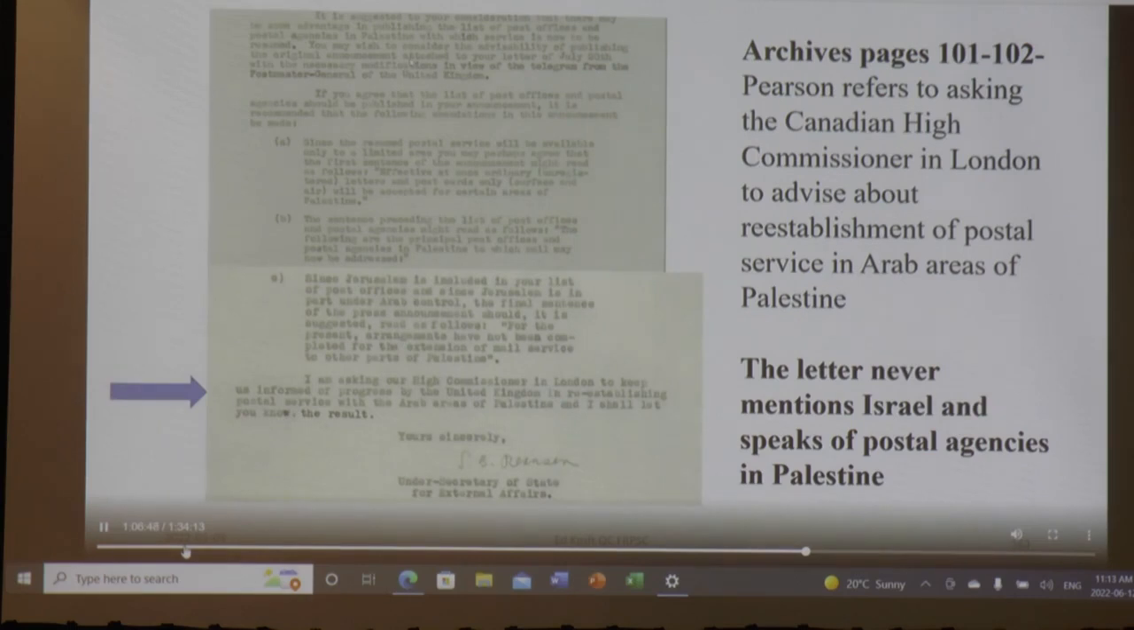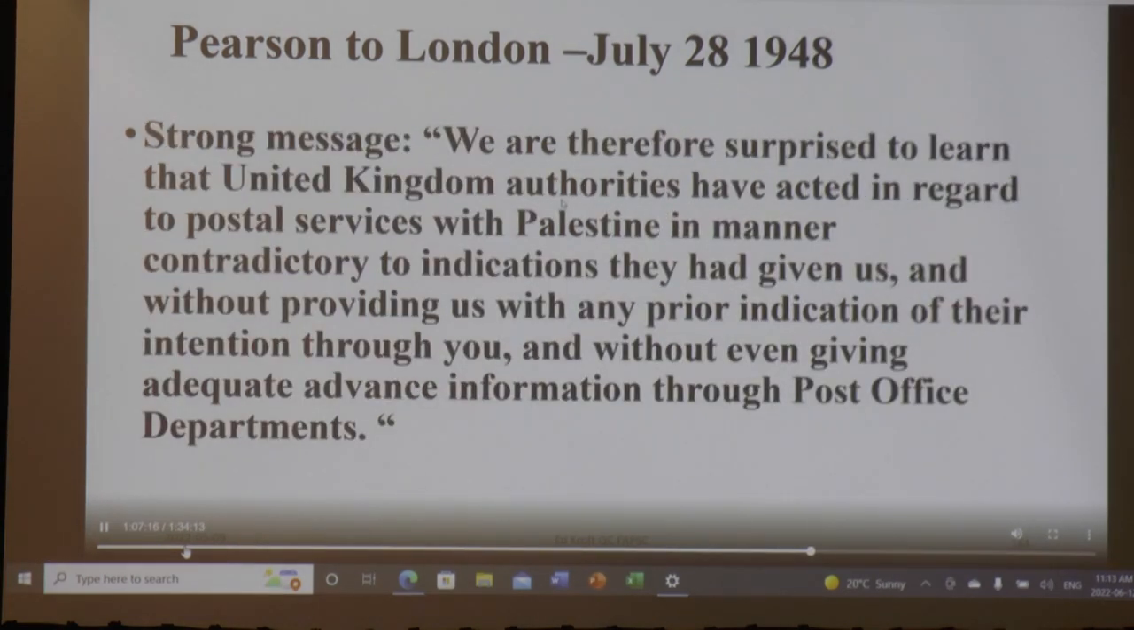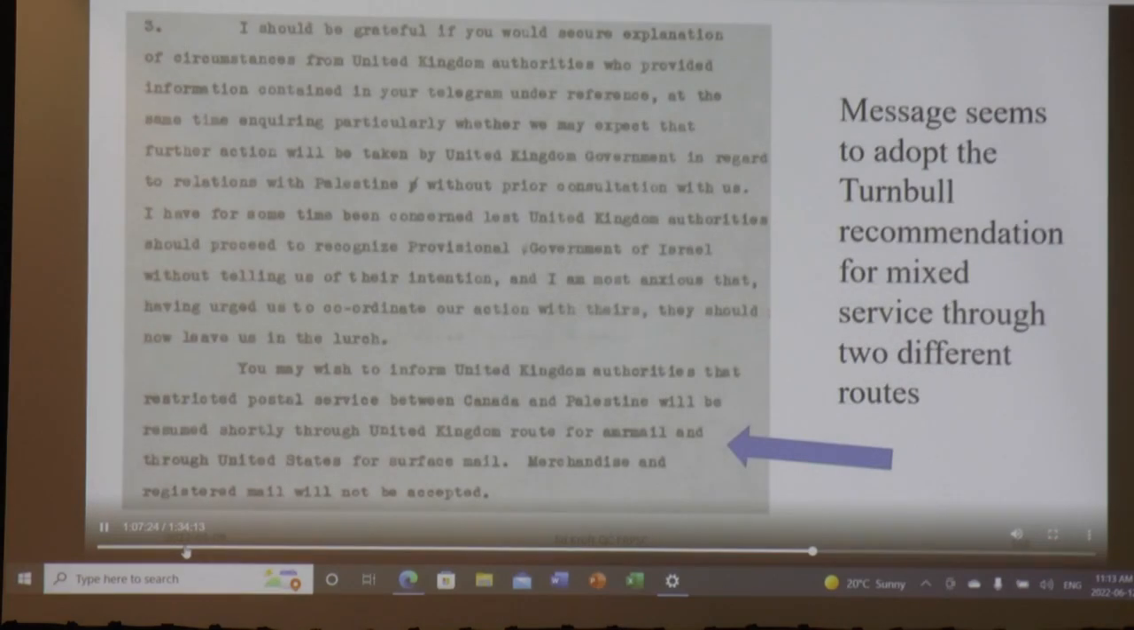So here is a letter signed by Lester Pearson, the Under-Secretary of State for External Affairs, talking about how the postal circular that Mr. Turnbull was drafting had to be changed in parts because of the concerns about recognizing Jerusalem, recognizing the state of Israel, not referring to the state of Israel. Pearson then writes a letter to London, and he's furious. And he said, you guys in the United Kingdom, you double-crossed us because you told us that you weren't going to establish postal communications exclusively for the Jewish area of Palestine. And we're surprised to learn you've acted in a manner contradictory to what you've told us, without adequate information.